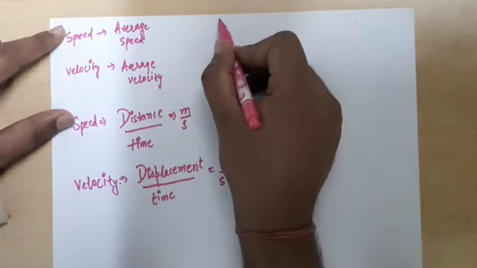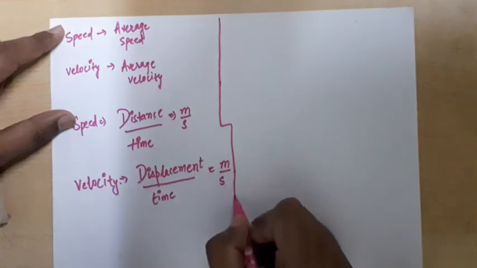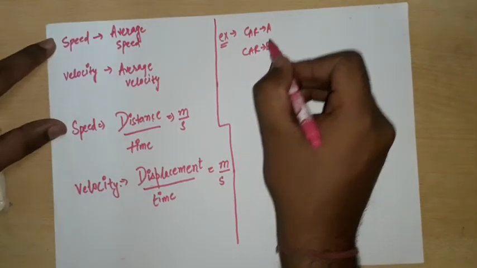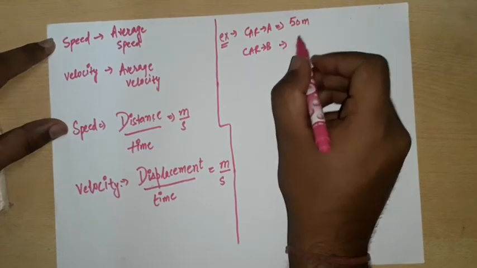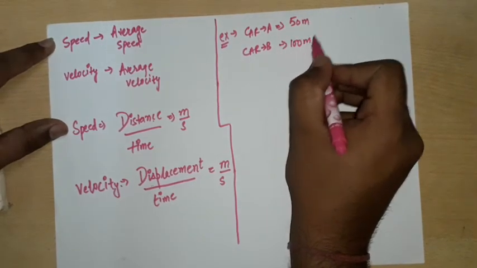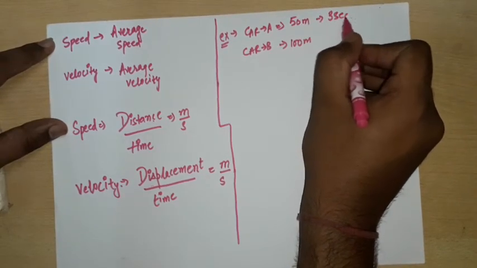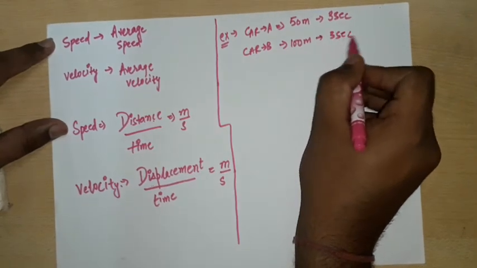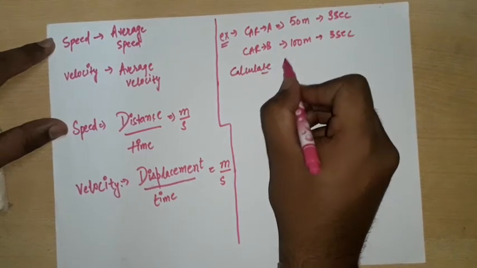So now we are going to discuss average speed and average velocity. Alright, so I'll take an example. Here two cars are there, car A and car B. Car A is covering 50 meters in 3 seconds, right? And car B is covering 100 meters again in 3 seconds. So the question is: calculate average speed.